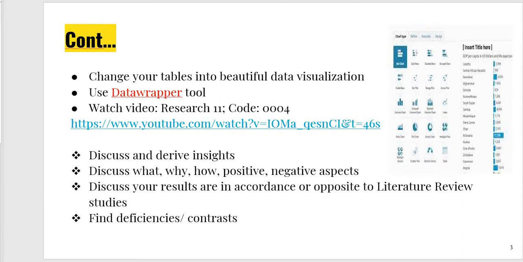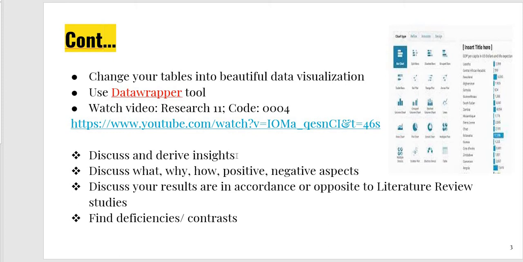Change your table into beautiful data visualization with the help of the Datawrapper tool. On the right side, you can see an image of Datawrapper. You can also watch my 11th video. Its code is 0004 and its link has been given, and you can find how to use this tool. How can you change a simple, easy table into beautiful data visualization?